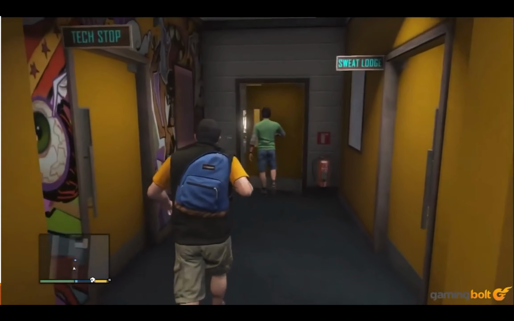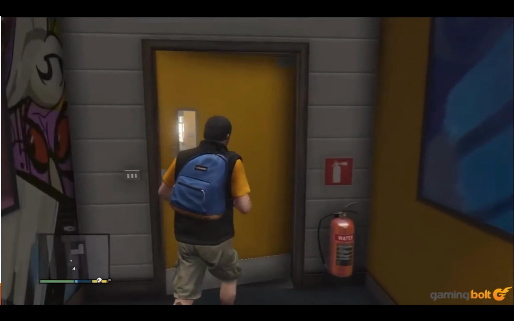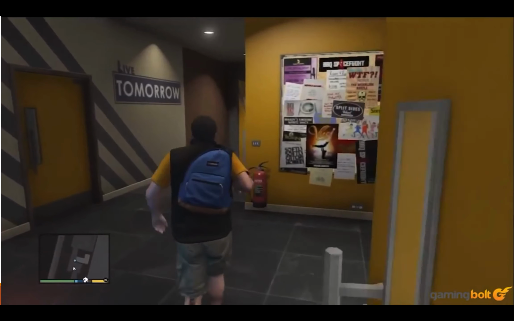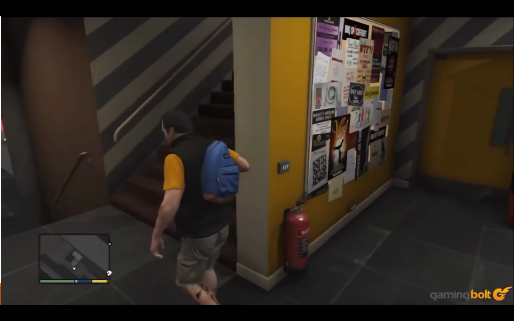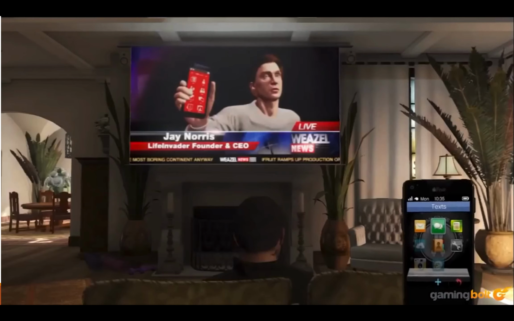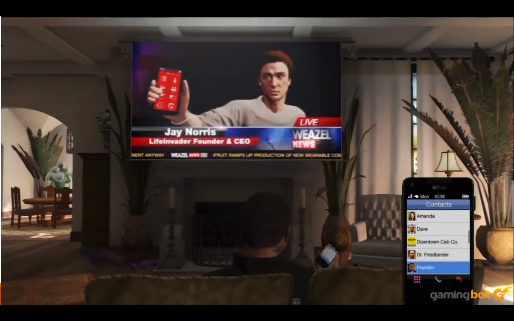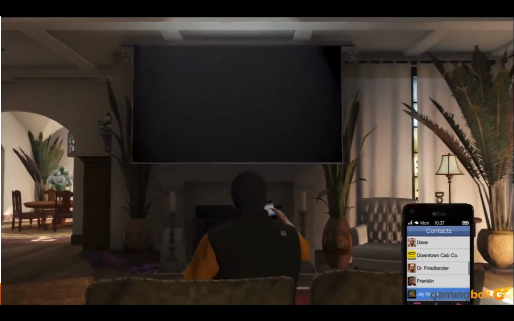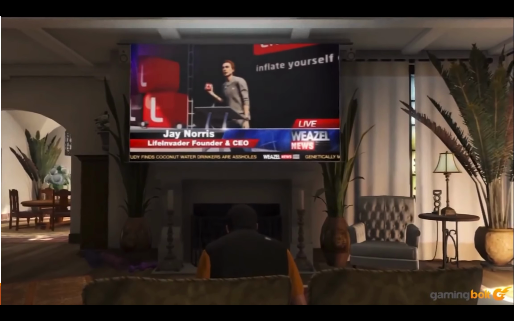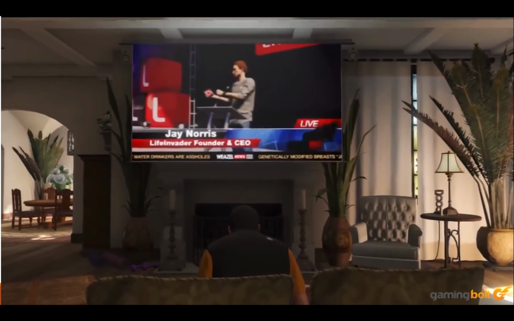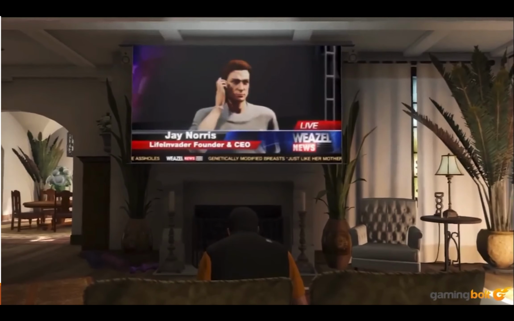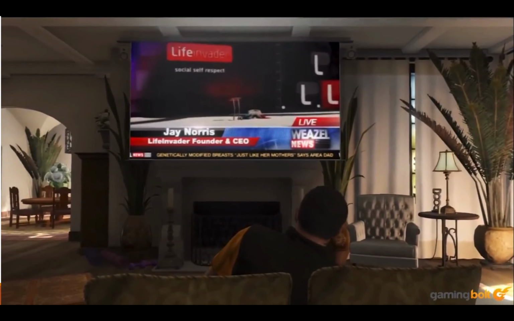The story ends on a much grimmer note. Michael is tasked with infiltrating Life Invader, the game's take on Facebook, and planting a bomb in their prototype phone. After the job is done, Michael sits back and watches the unveiling of the phone. When prompted by Lester, he calls the phone, which, when answered by a befuddled Jay Norris, explodes, taking the social media mogul with it. Hello? Oh! Get security!